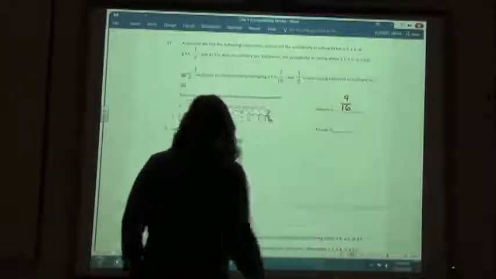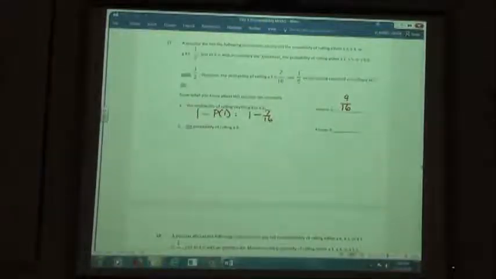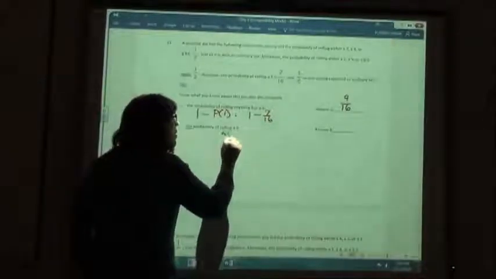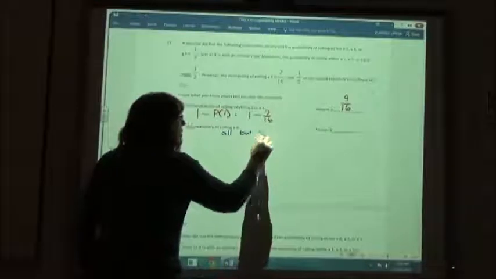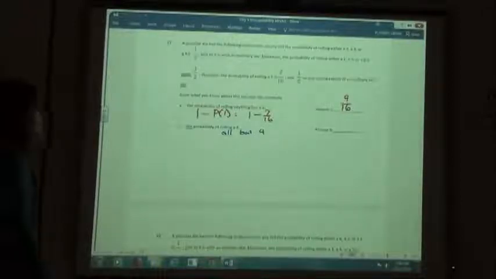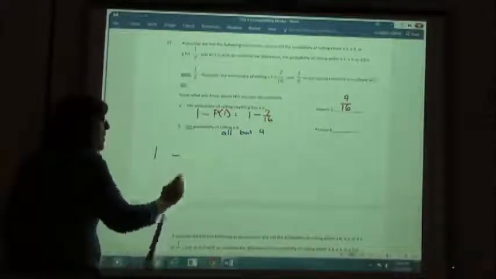The next one, we want the probability of rolling just a 4. Probability of rolling a 4. I don't have a 4 on any of my lists. So what I want to figure out is the probability of doing all but the 4. Which means, again, I'm going to do 1 minus something.